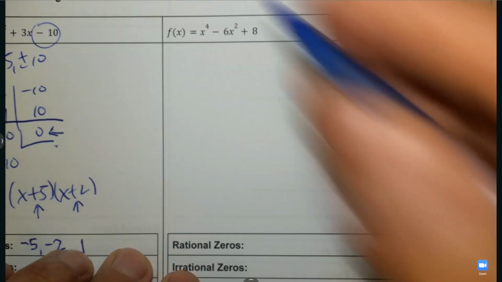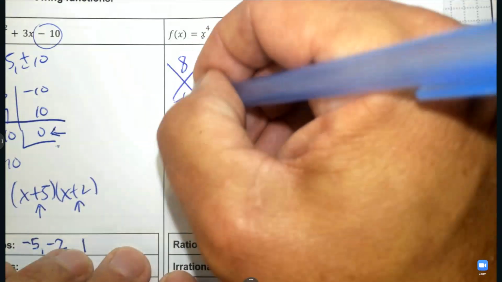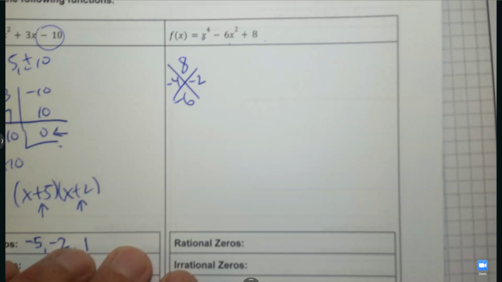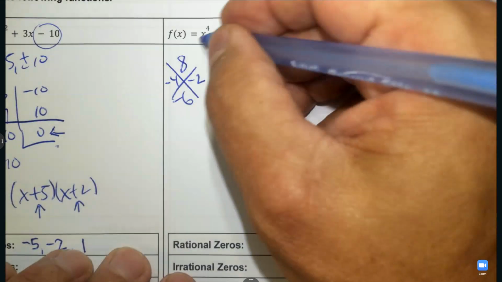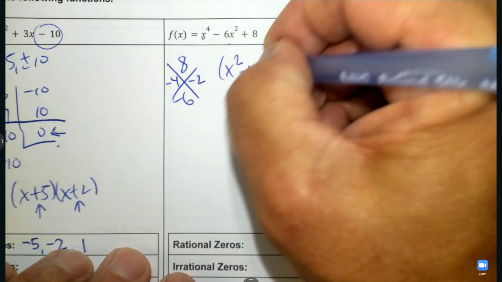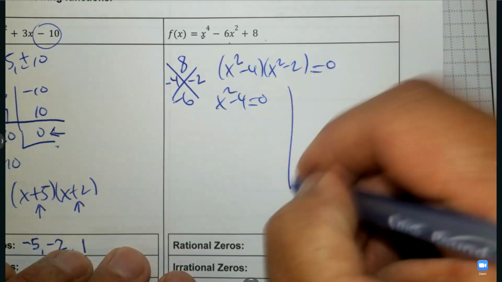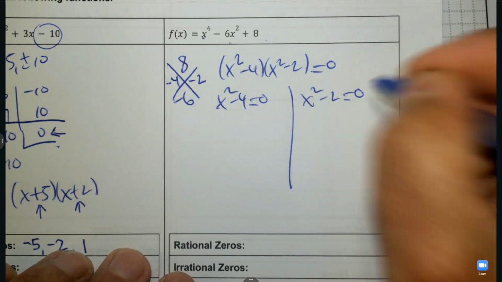All right, next one. This one is a trinomial. I'm already going to figure out, I'm going to factor. I don't need a list. So what are the two numbers that multiply to 8 and add to negative 6? That's negative 4 and negative 2. Because of x to the fourth, it's going to be x squared minus 4 and x squared minus 2. Then I'm going to take each one equal to 0. So I'm going to create two equations and solve them.